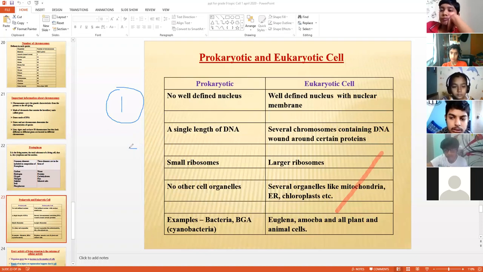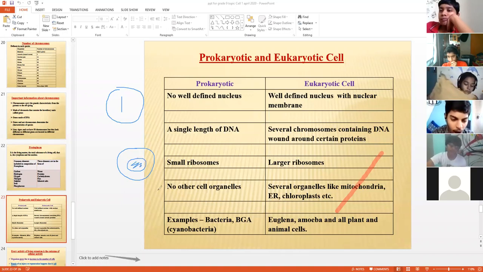Whereas, what is a eukaryotic cell? This is a eukaryotic cell. It will have a nucleus, and inside this nucleus, it will have the nuclear membrane. So the difference is, here there is no nuclear membrane, here there is a nuclear membrane, and because of this, it is a true cell. A eukaryotic cell is a true cell. A prokaryotic cell is not a true cell because it does not have a nuclear membrane.